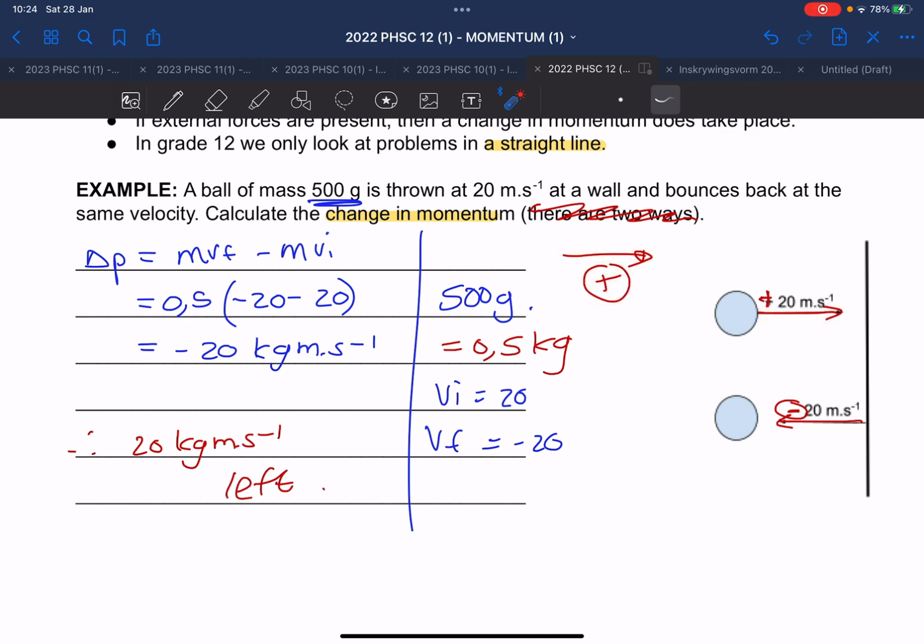They told us the mass is 500 grams, but we do not work in grams, we work in kilograms. So what do we need to do? We need to divide by 1,000.